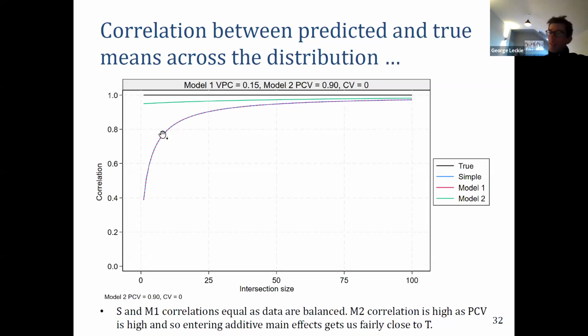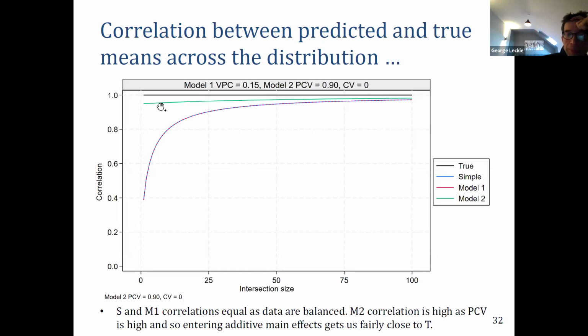And that's because when the data are balanced, all the intersectional means are shrunk by the same degree, because the shrinkage factors are identical, or the reliabilities are identical. But in a more realistic scenario where some intersections are larger than others, you'll get differential shrinkage. And actually, in the paper, we show that the red line then rises above the blue line. And so model 1 is better than simple means.